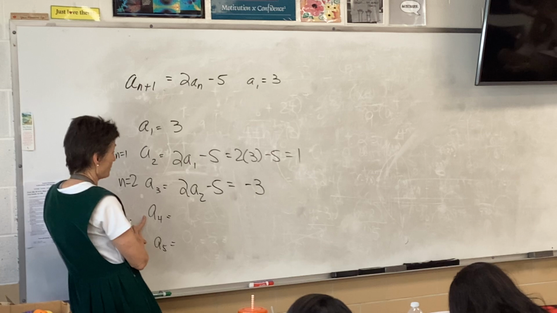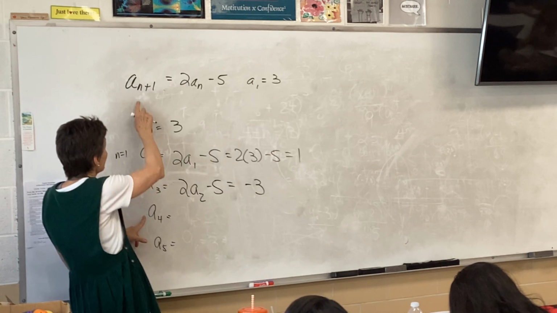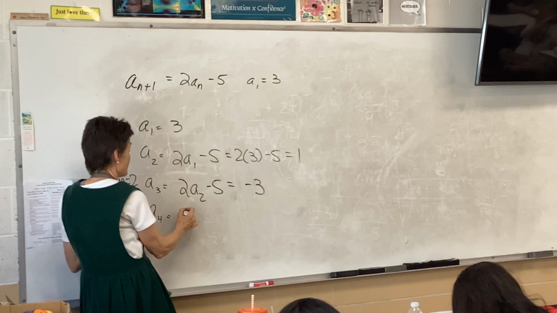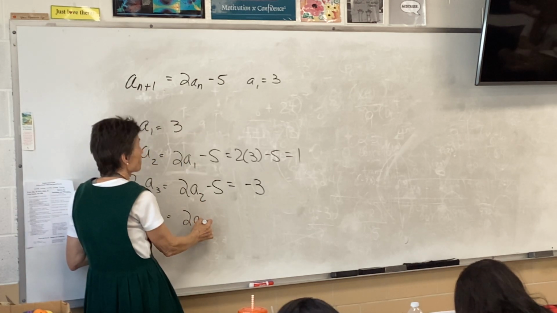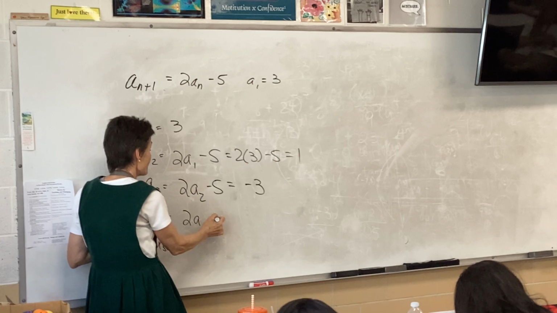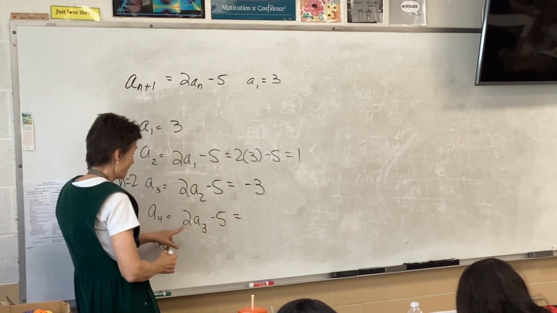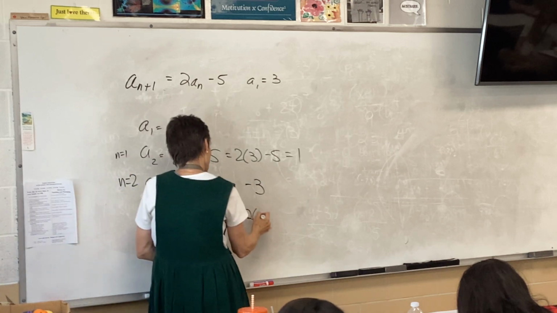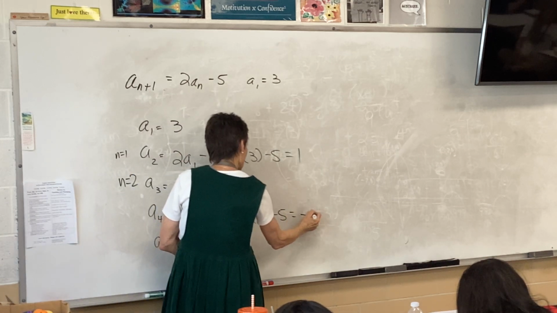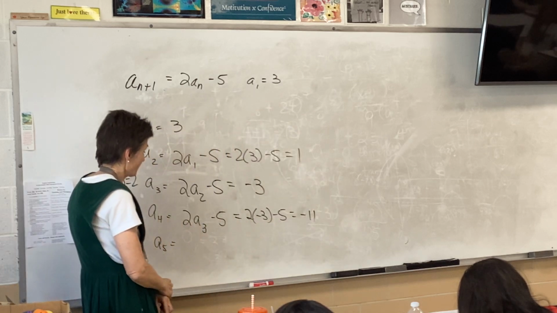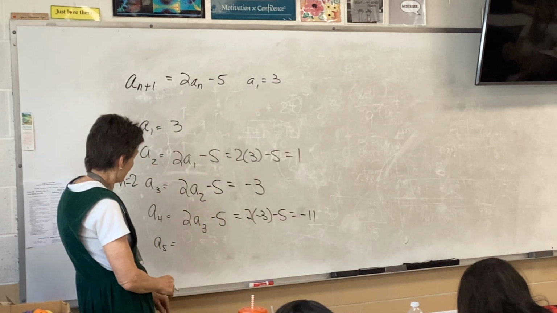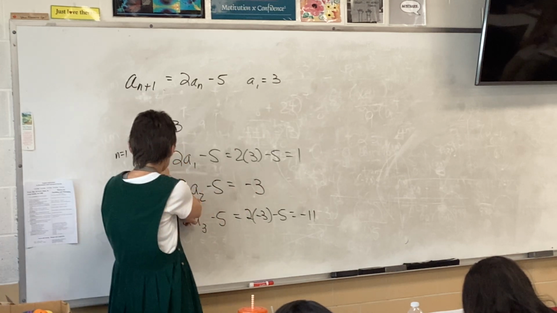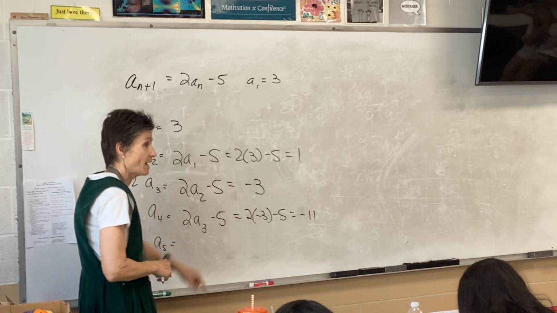So a sub 4. What's a sub 4 going to be? A sub 4 is going to equal what? 2a sub 3 minus 5. But a sub 3 is negative 3. So, is that negative 11? Times 1, a sub 2 is 1, 2 times 1 minus 5 is negative 3.